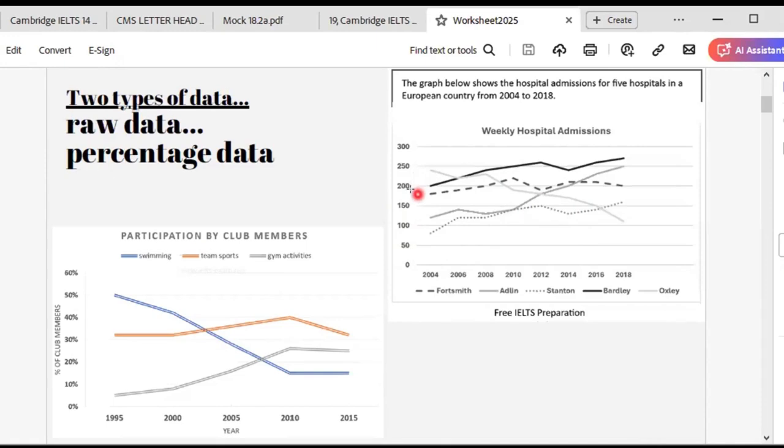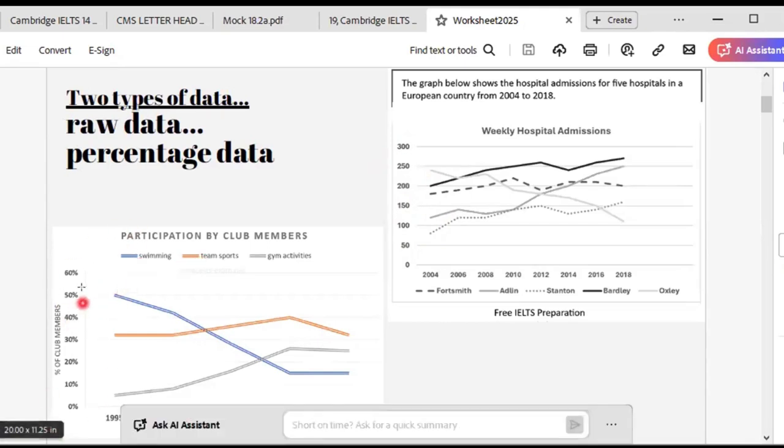So what does that mean? It means 50 people were admitted to the hospital, 100 people were admitted, 150 people, 200 people, 250 people. That's the interpretation of raw figures. Raw figures are usually easy to figure out. The one people struggle with is the one that involves percentages.